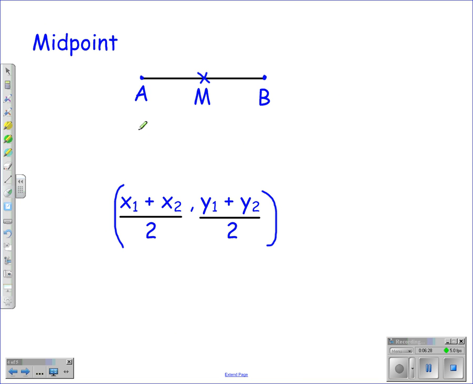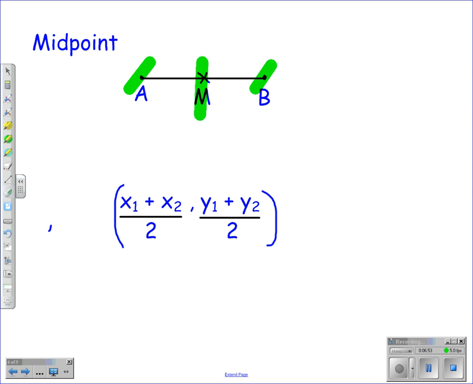The other formula that we have is the midpoint formula. Now, the midpoint is that place that's directly in the center between two other points. And so we want to find that middle place. A and B being our endpoints, M being our midpoint. How do we find that? The formula is the following.